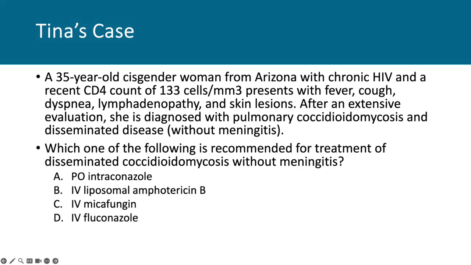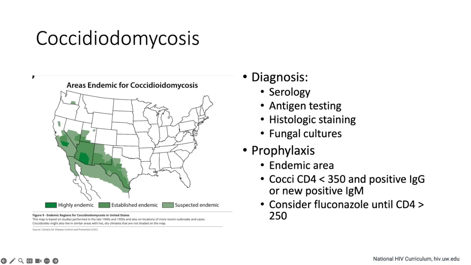And then this one is a case of a woman from Arizona, not on ART, who has skin lesions, fever, cough, dyspnea, lymphadenopathy, and is diagnosed with pulmonary coxy and disseminated disease without meningitis. Which of the following is recommended for disseminated coxy without meningitis? Actually, I mixed this up. We're going to skip to this.